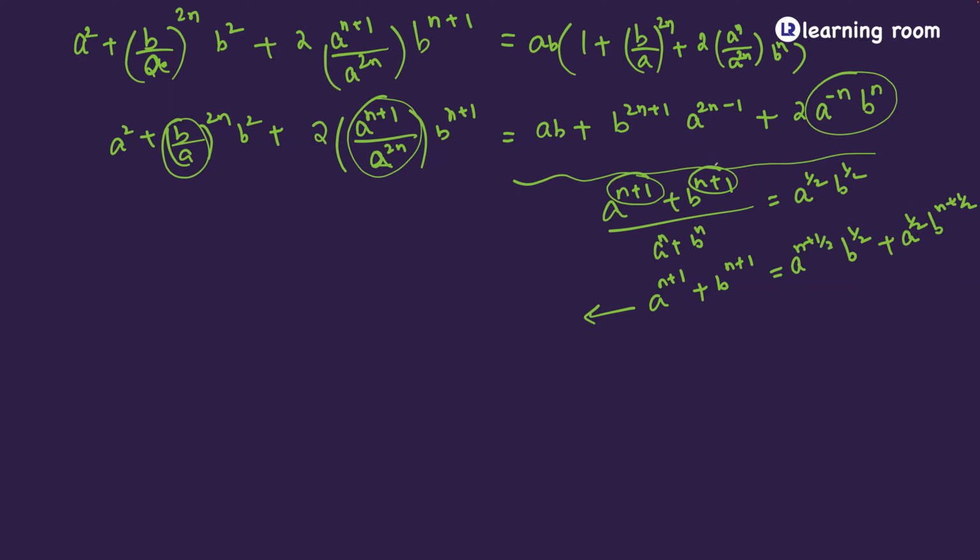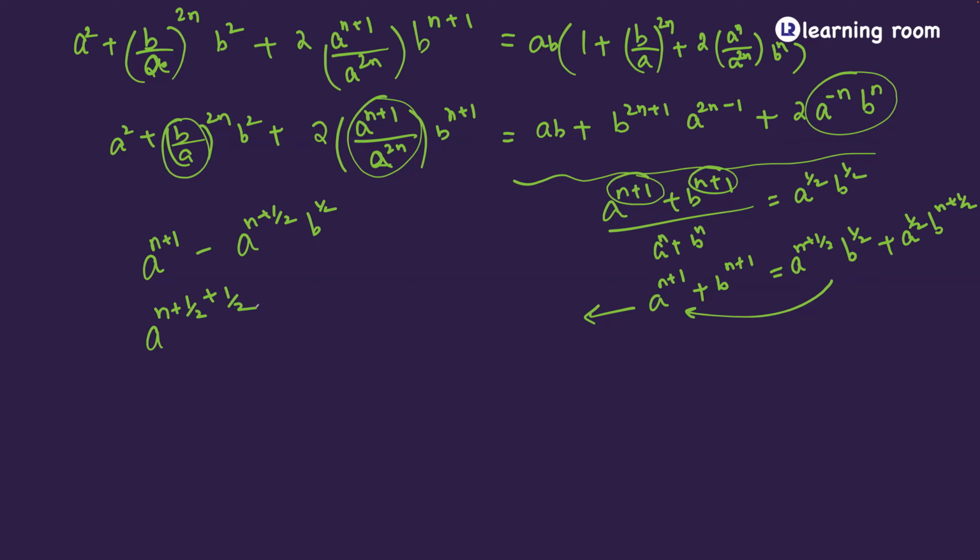See, suppose I have a power n plus 1 on this side, and I am bringing this term to this side. Can you tell me what I am supposed to write? A power n plus 1 minus a power n plus half into b power half. First, let me deal only with this. How can I write a power n plus 1 as a power n plus half plus half?